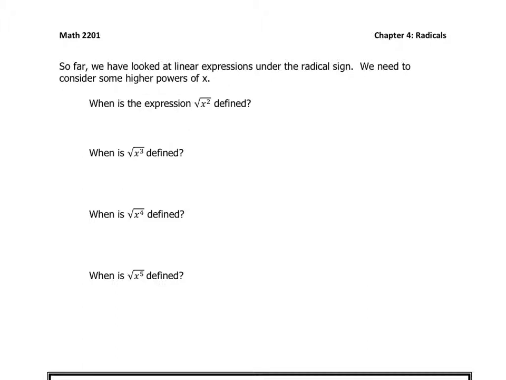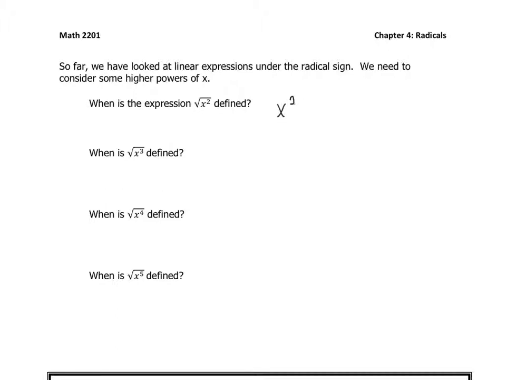So far we've looked at linear expressions under the radical sign. Now we're going to look at some powers of x and see whether we need restrictions for those powers of x when they're involved in radicals. So the first one we're looking at is the square root of x squared.